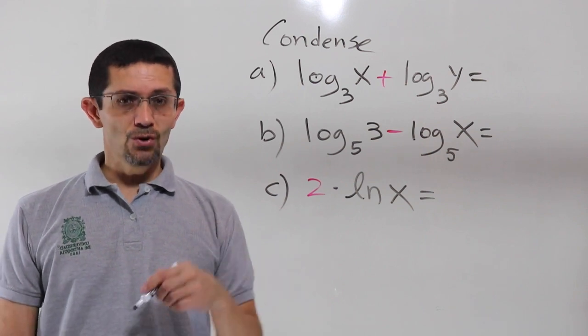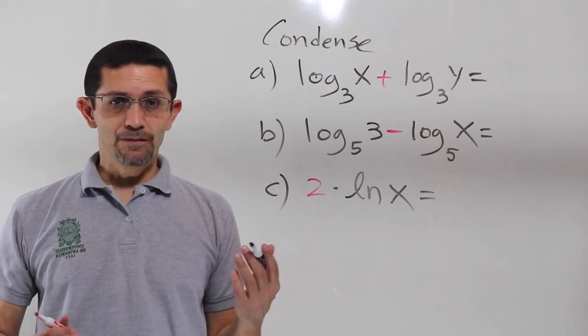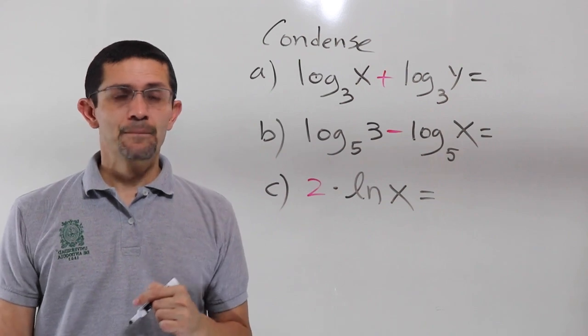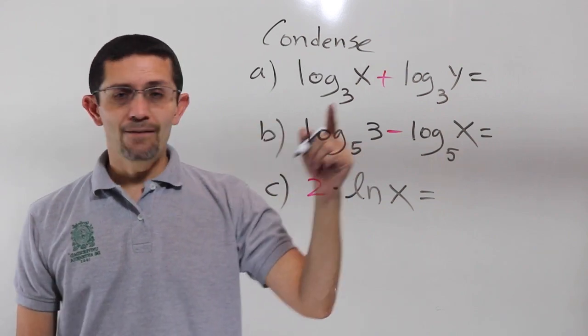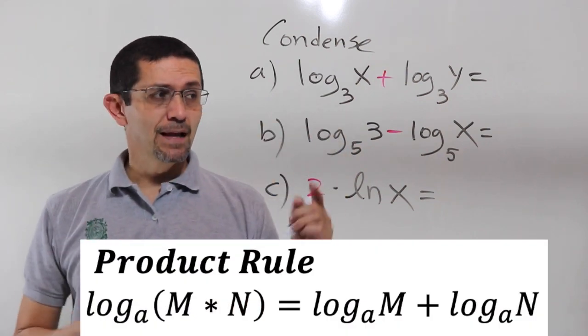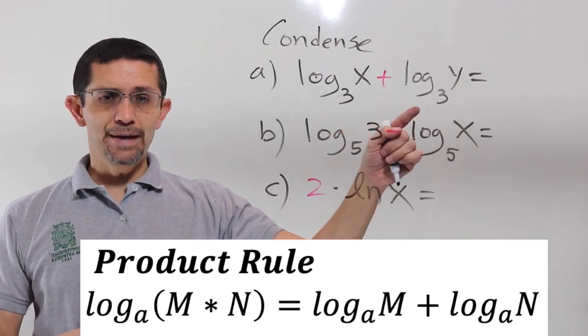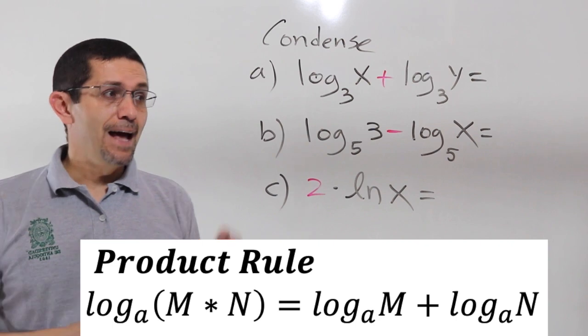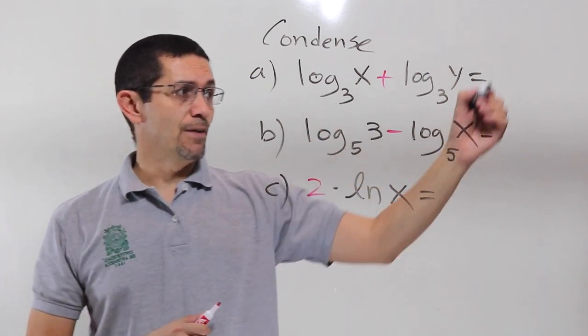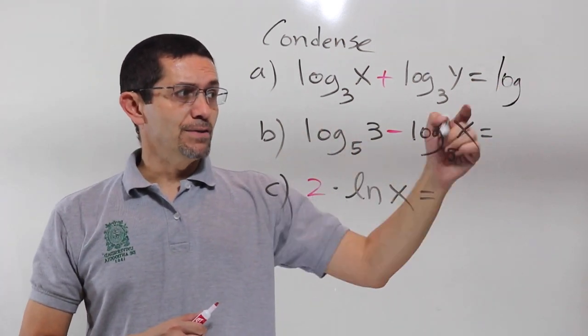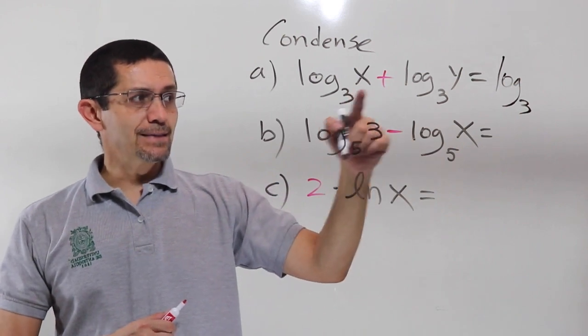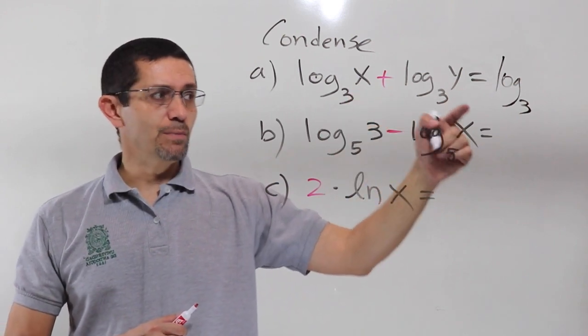So as we saw on the expanding video, link in the description, when I have a product, it's going to expand as a sum. Therefore, if I have a sum of two logs with the same base, it's going to condense as a product. So I have log on the same base of x times y, the product of my arguments.